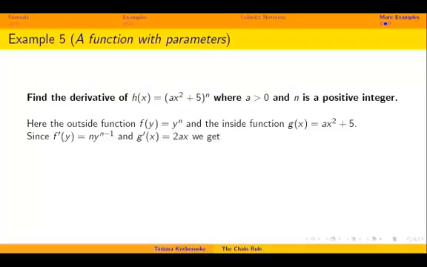Since the derivative f prime of y is ny to the n minus 1, this is just the power rule, and g prime of x is 2ax, because a is a constant, we get that h prime of x equals n times ax squared plus 5 to the n minus 1 times 2ax.